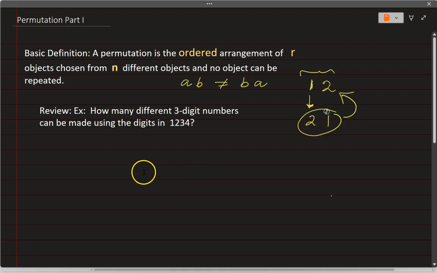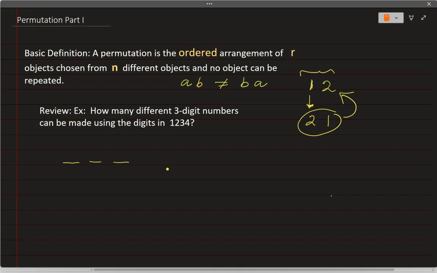All right, let's do a quick review because we've gone through the fundamental counting principle. So we're going to use kind of the same idea. We're going to derive the formula in an easy way. So example that I put in here, how many different 3-digit numbers can be made using the digits 1, 2, 3, 4? All right, so let's go through that. Well, there are 4 options we have. So there are 3 digits that we want, a number with 3 digits we can find.